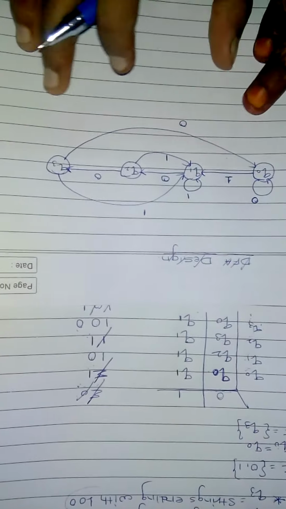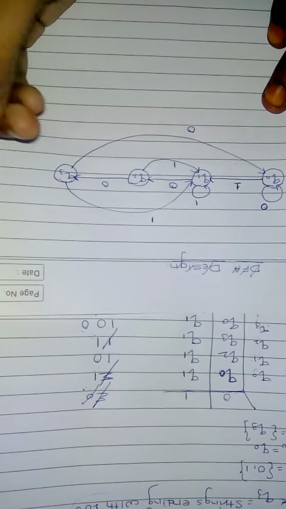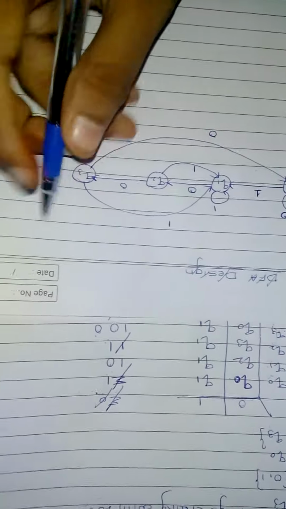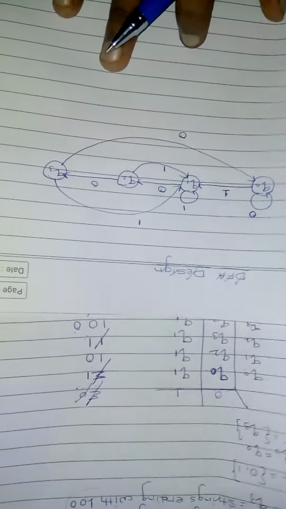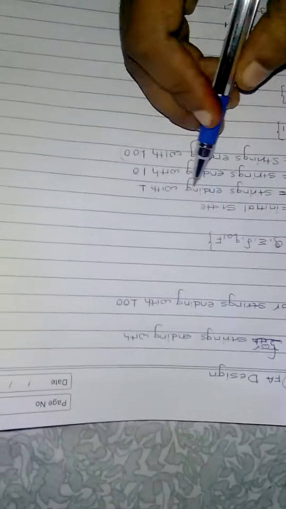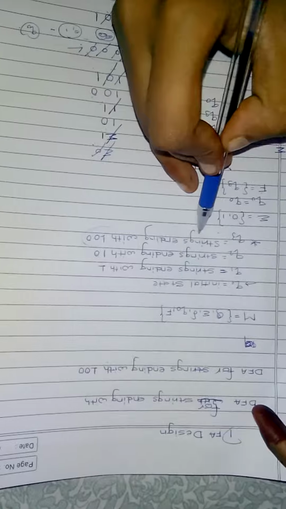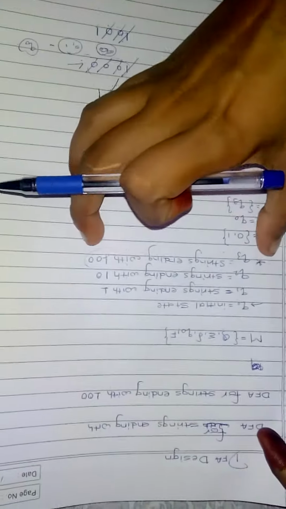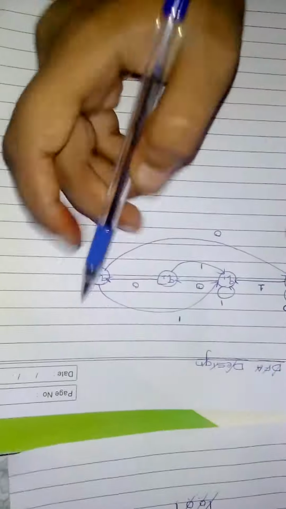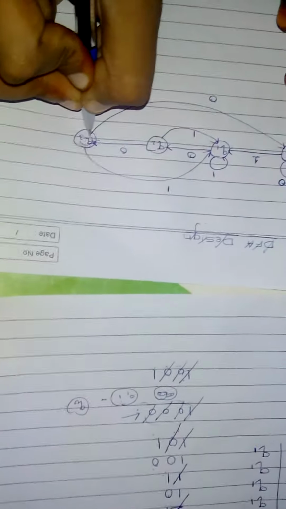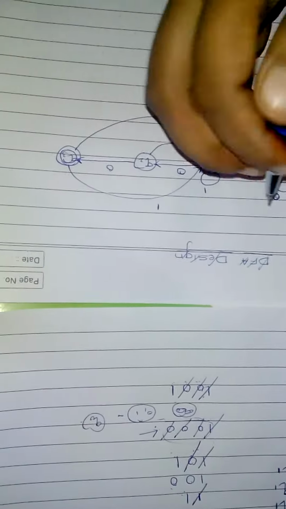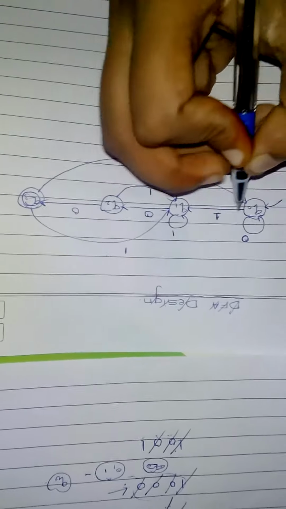Okay, and this is our transition. First we'll make our initial and final state as we have given here. We have seen that q3 is satisfying the condition, that is, strings ending with 100 at this state. So we'll make this state q3 final. This is our final state, and q0 will be our initial state.